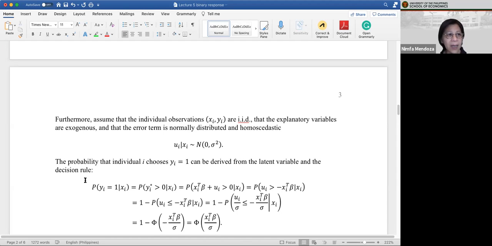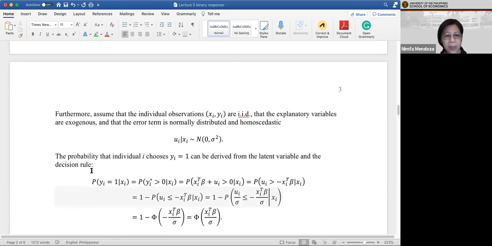Now let's derive the response probability. The response probability is the probability that y sub i is equal to 1 given x sub i. In the context of the example mentioned earlier, where y sub i is the labor status of the individual, this is the probability that a person is employed given x sub i.